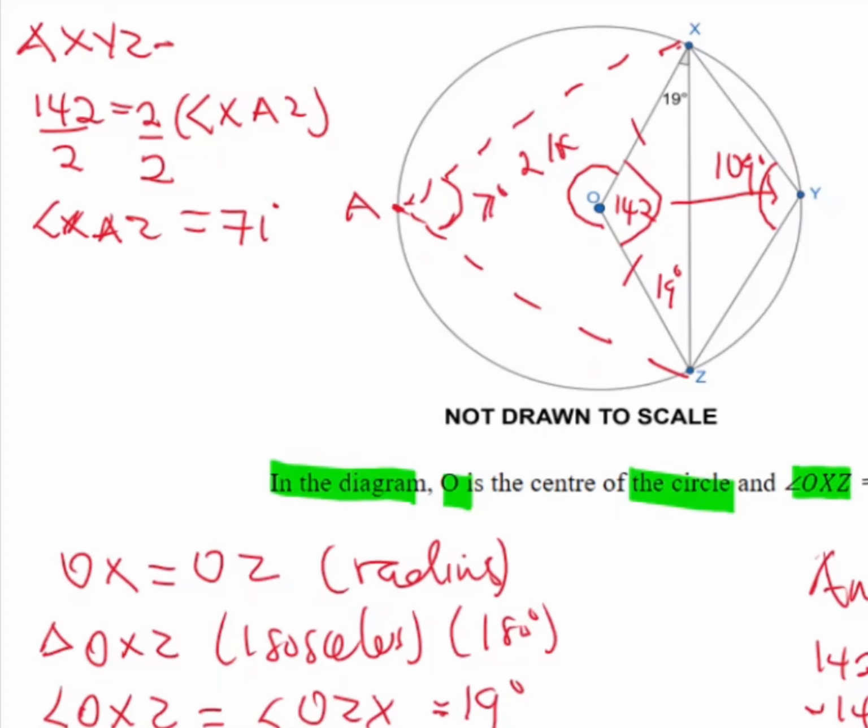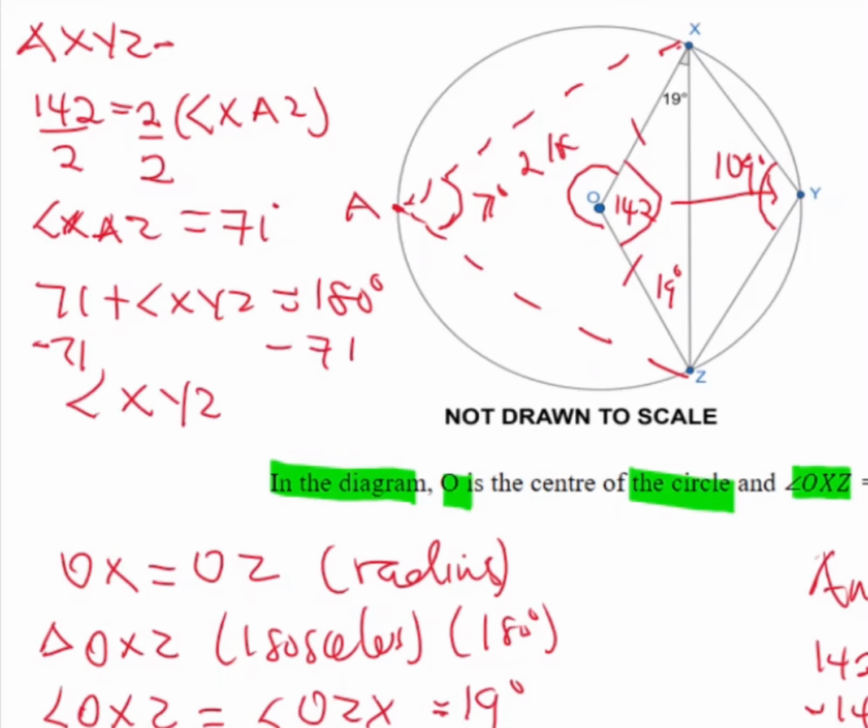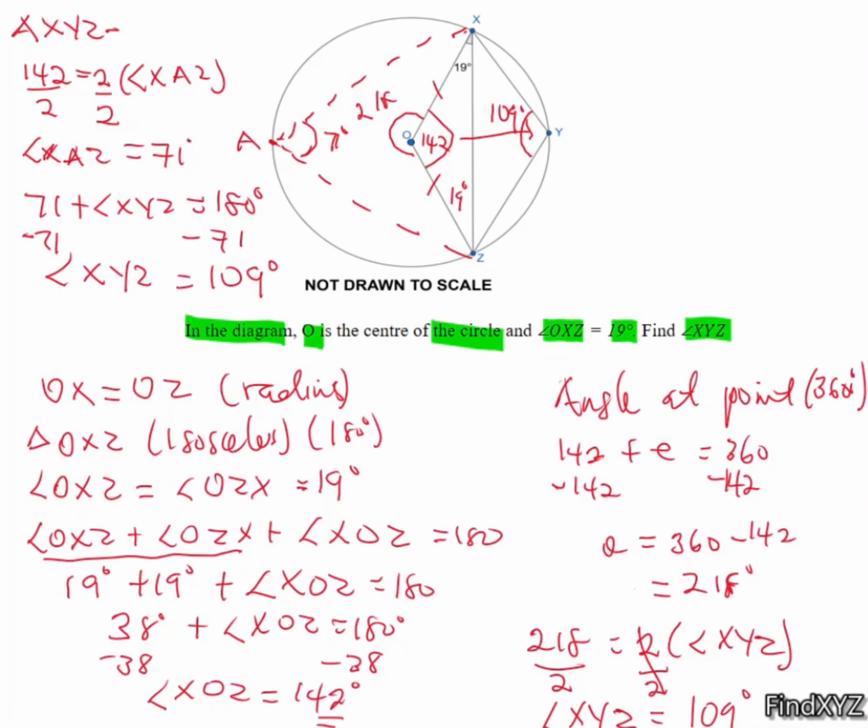Then in the cyclic quadrilateral, opposite angles are supplementary. It means that they add up to 180 degrees, right? So assuming that we didn't know angle XYZ, we can say 71 degrees plus angle XYZ should be equal to 180 degrees. Then we subtract 71 from both sides of the equation. Angle XYZ is equal to 180 minus 71, which will also give us 109 degrees, as we showed earlier.